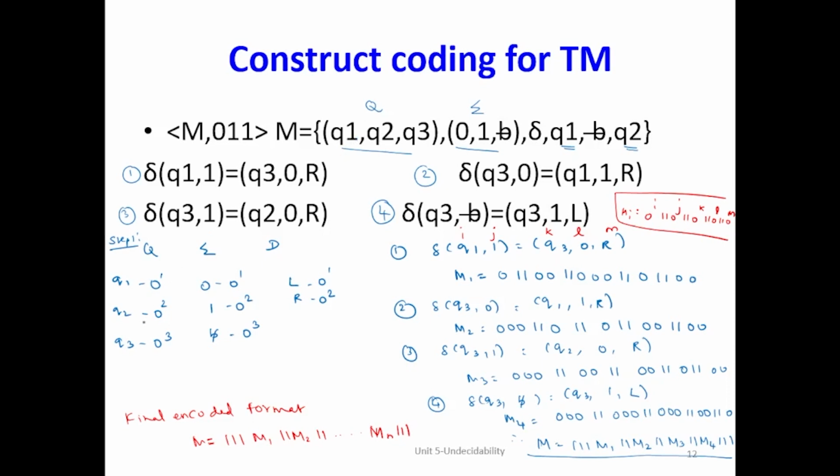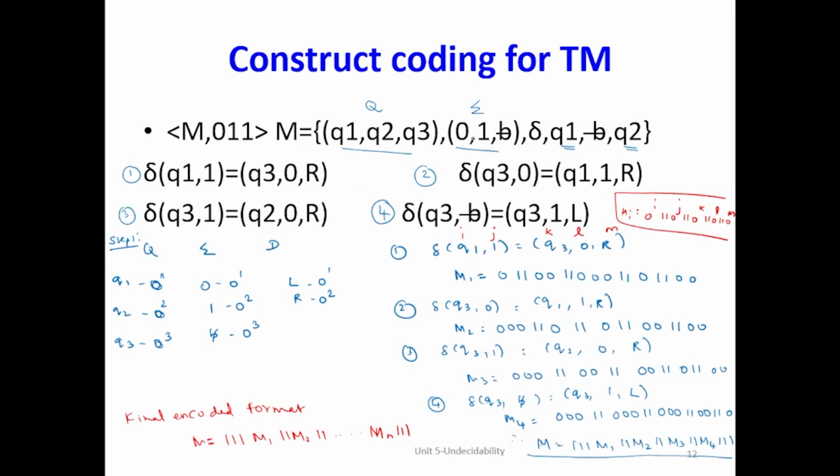The first parameter contains Q1, Q2, Q3. I want to write an encoding form. So instead of the Q1, Q2, Q3 symbol, I only write the number of zeros. So this is the first state, so only 1 0 should be written. So 0 power 1, and Q2 means 0 power 2, Q3 means 0 power 3.